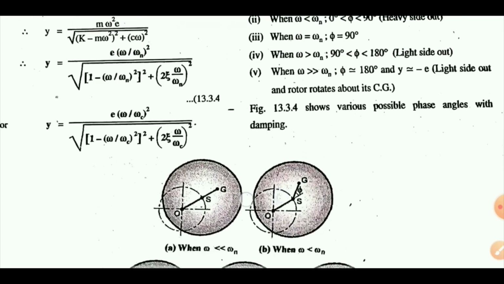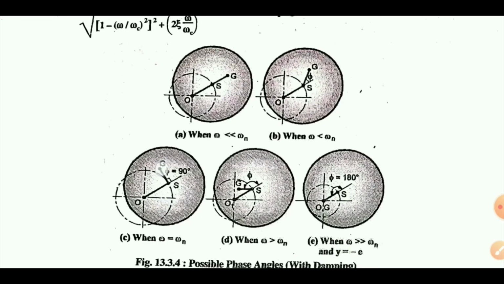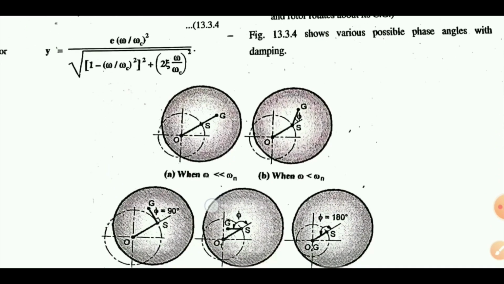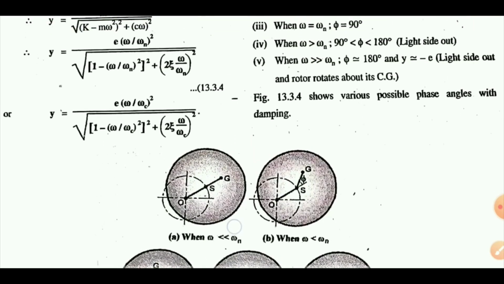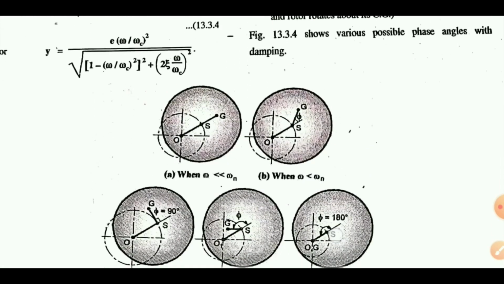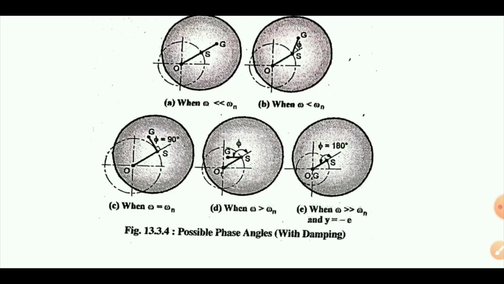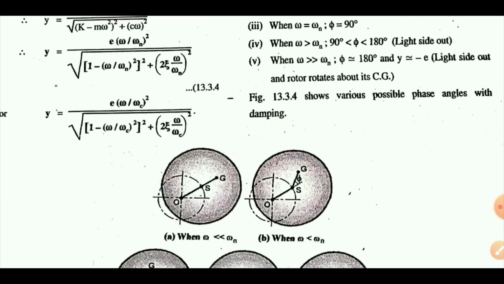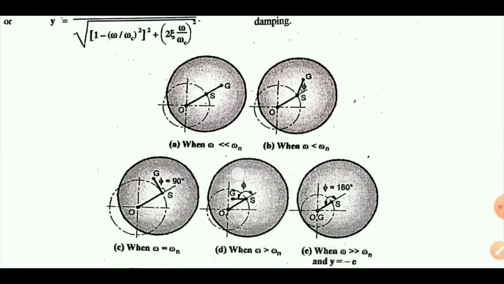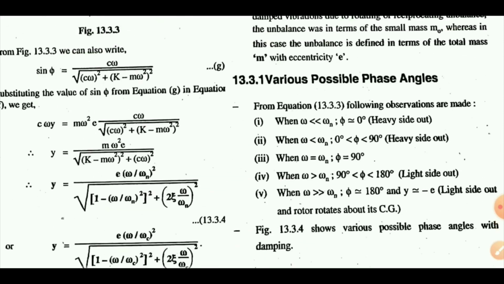In the same way, for omega by omega n equal to 1, which is considered over here, the phi angle is 90 degrees. For omega greater than omega n, phi is between 90 and 180. And the last one is when omega is very much greater than omega n, y is equal to minus e and phi is equal to 180 degrees, for light side out, with the rotor rotating about its CG. So these are the various possible phase angles we can see.